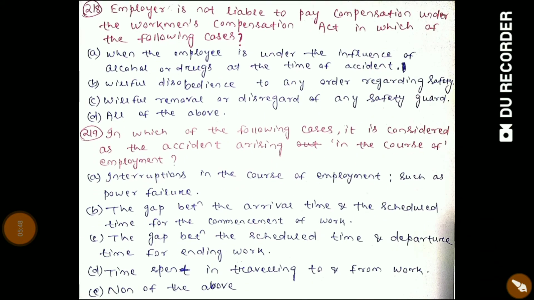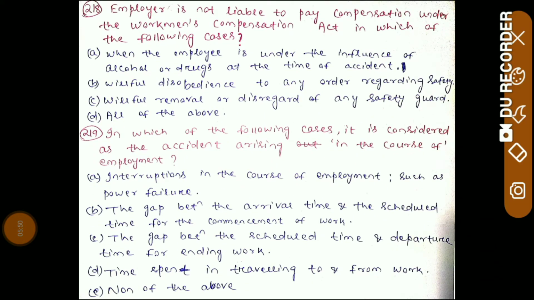Then the next question, employer is not liable to pay compensation under the Workmen's Compensation Act in which of the following? When the employee is under the influence of alcohol or drugs at the time of accident, willful disobedience to any order regarding safety, willful removal or disregard of any safety guard, all of the above. So the employer is not liable to pay compensation under all of the above conditions. So option D is the answer.